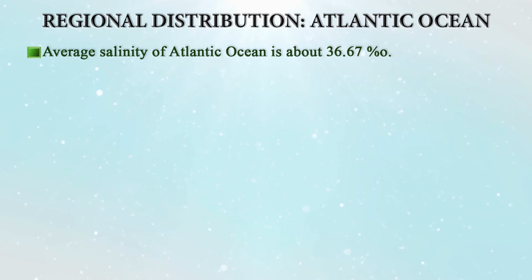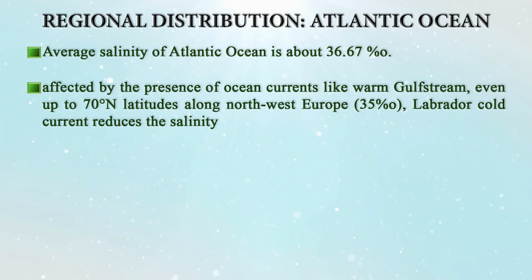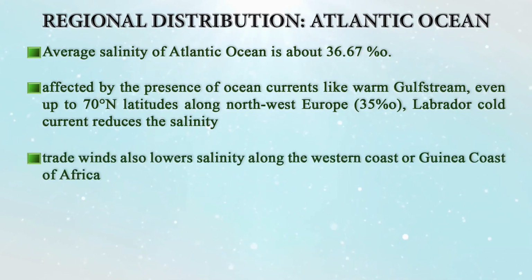You will see that the Atlantic Ocean is affected by the presence of warm ocean currents like the Gulf Stream and North Atlantic Drift. So isohalines are slightly curved towards the north, and you see that 35 per thousand salinity is even found up to 70 degrees north latitude along the Atlantic Ocean, along northwestern Europe. And we can see that trade winds also lower salinity along the western coast, or the Guinea coast, of Africa.